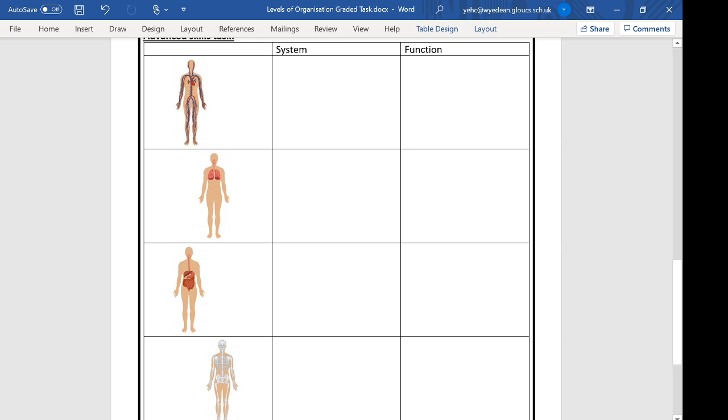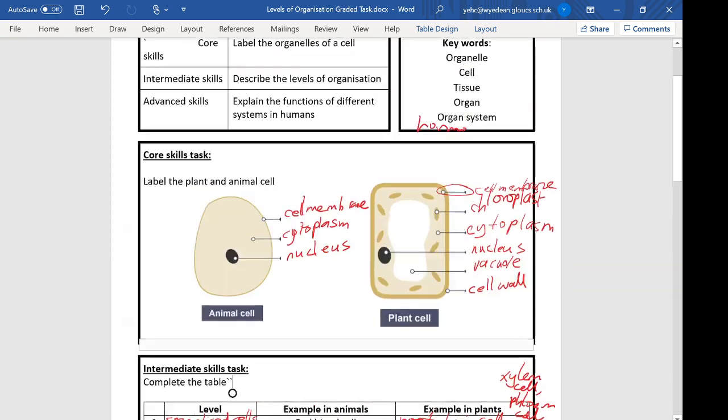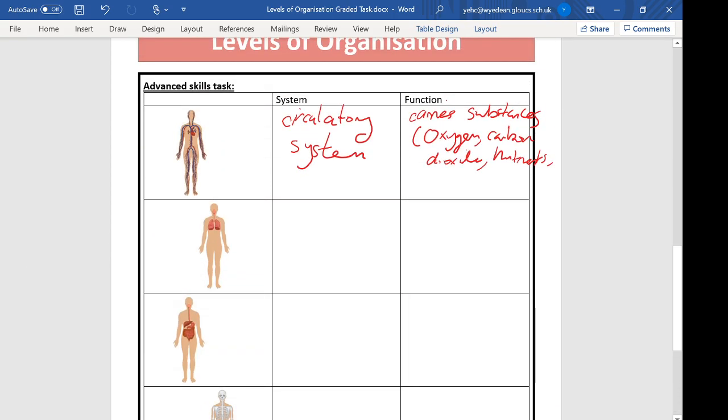So just from looking at the picture, I see a heart, I see blood vessels going through the body, so I recognize that as the circulatory system. And that carries substances. If you want to be more specific, you can say oxygen, carbon dioxide, nutrients, also carries hormones. Around the body.